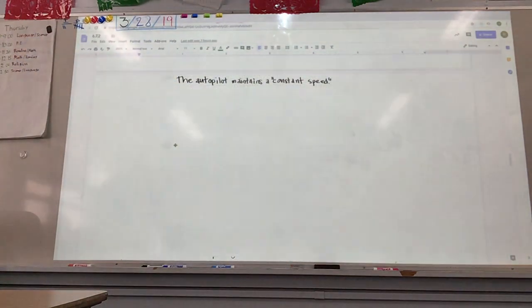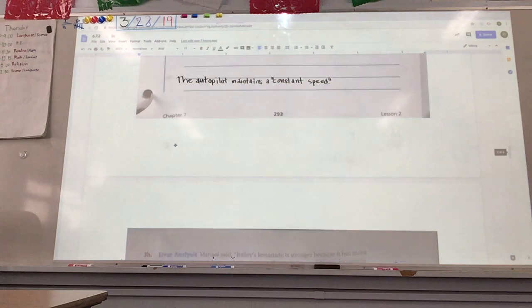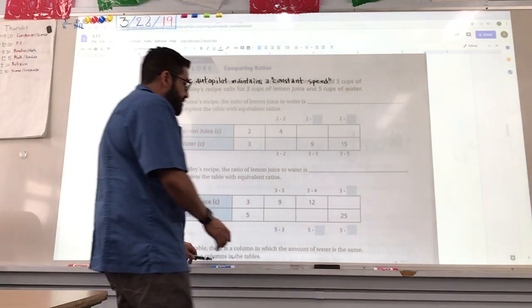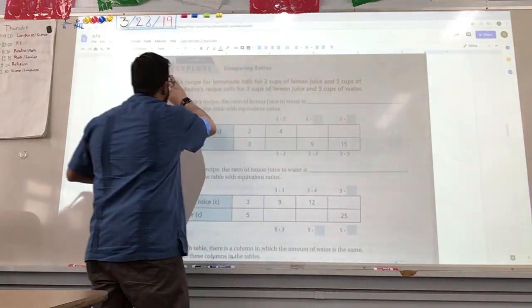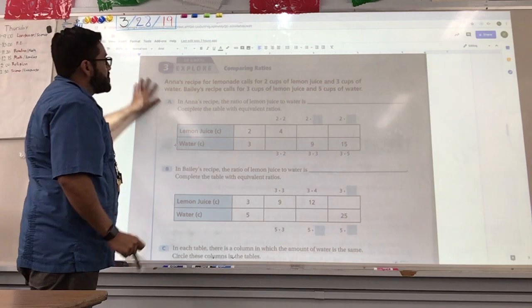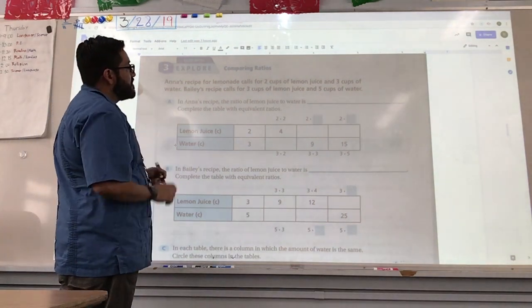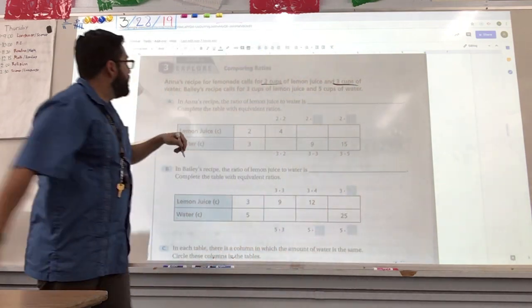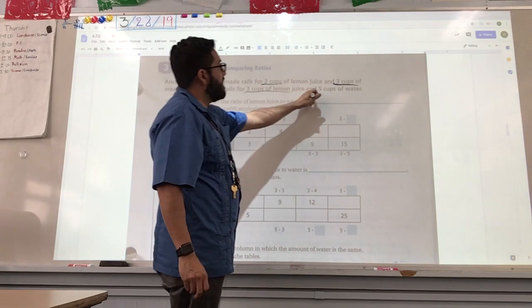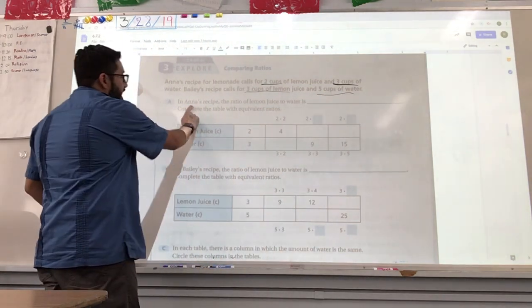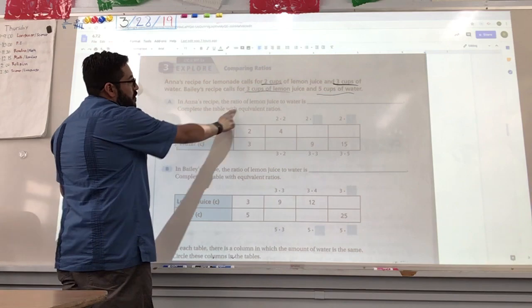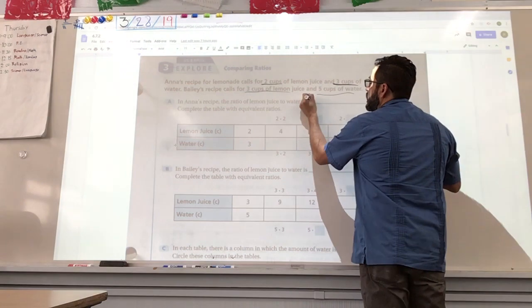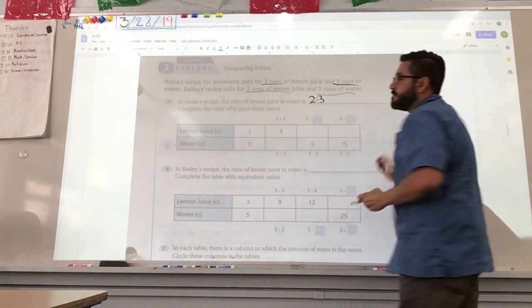Okay, and then just looking down at it, it looks like 3 is our last reflection, our last explore. And we're going to be comparing ratios here. Sorry, that's a little dark. Okay, it says Anna's recipe for lemonade, I hope you can read this well, calls for 2 cups of lemon juice, 3 cups of water, and Bailey's recipe calls for 3 cups of lemon juice and 5 cups of water. In Anna's recipe, the ratio of lemon juice to water is, so 2 cups of lemon juice for 3 cups of water. 2 to 3.